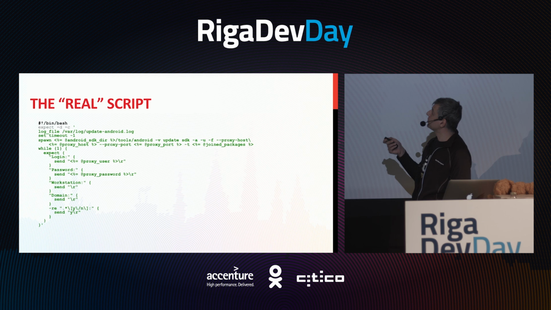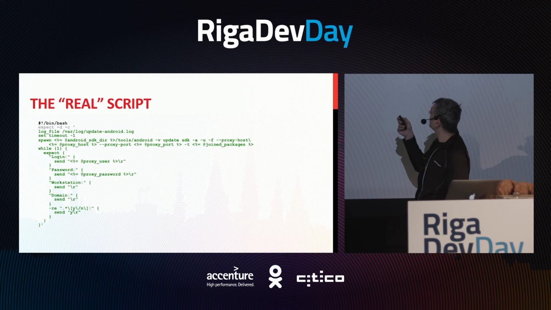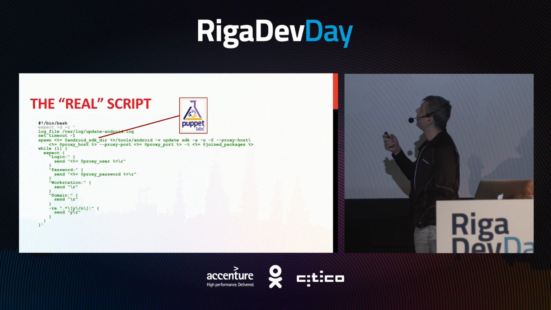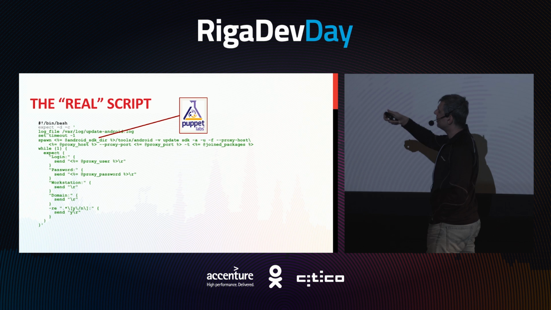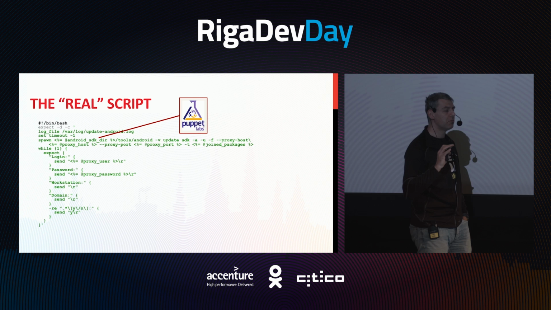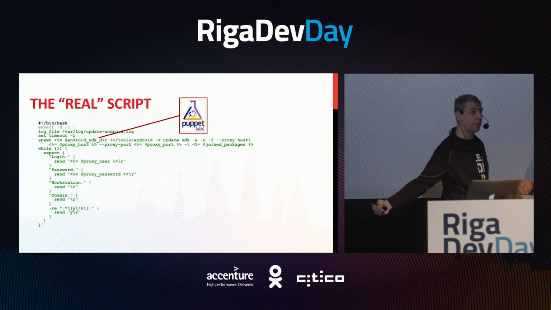You might notice those kind of placeholders here, here, here, here. And those are puppet parameters. In the end, this is not in the script, but when you write it, it has to be a puppet template. And puppet will take care of filling in the placeholders and putting it into the real system.